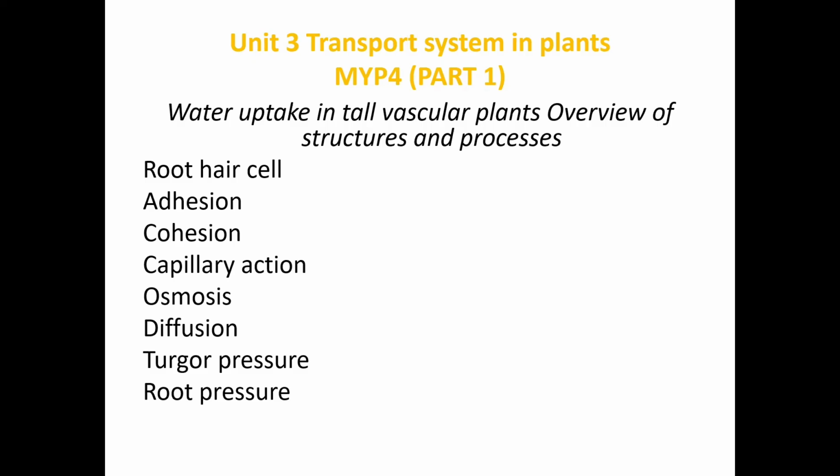We discussed some of this in our earlier class. Today we will go deeper into how water travels in tall plants. It is a topic belonging to Unit 3, Transport System in Plants, MYP4 Part 1. In today's section, we will discuss root hair cells, adhesion, cohesion, a kind of force, capillary action, osmosis, diffusion, turgor pressure, and root pressure. Let's start.